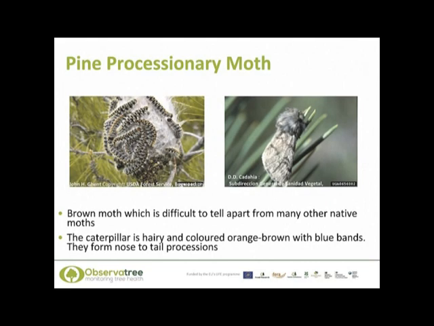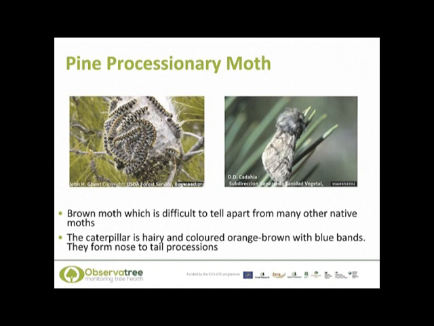So the pine processionary moth is a moth that is similar to the oak processionary moth, and you can see an adult moth here on the right hand side. They have cream forewings with brown markings and white hindwings, but to an untrained observer they are difficult to distinguish from other species of moth.